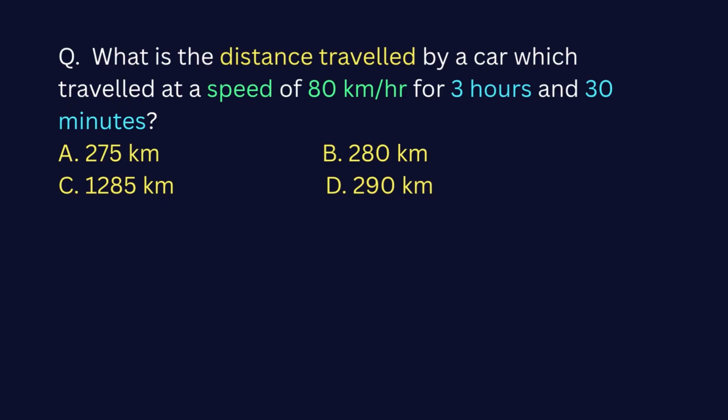Alright, let's take a look at our first question. What is the distance traveled by a car which traveled at a speed of 80 km per hour for 3 hours and 30 minutes? Is it option A, option B, option C, or option D?